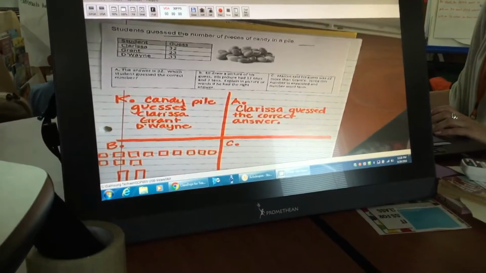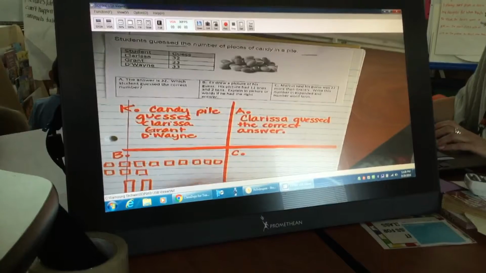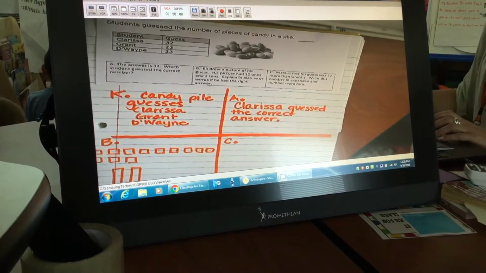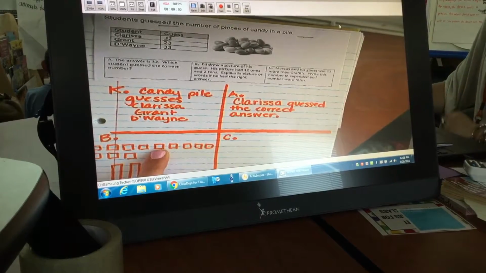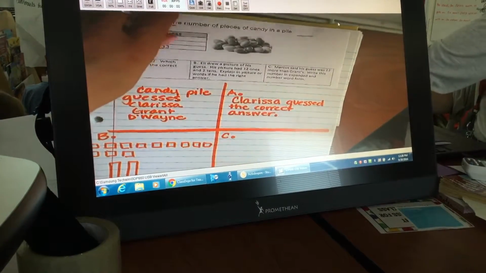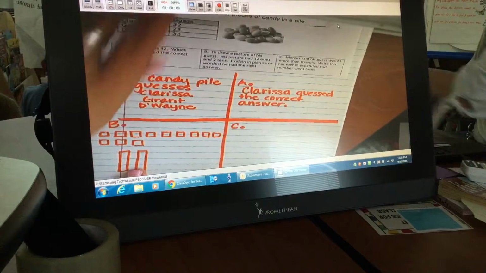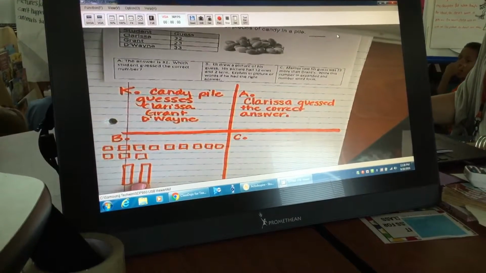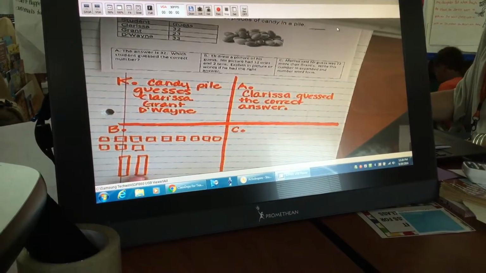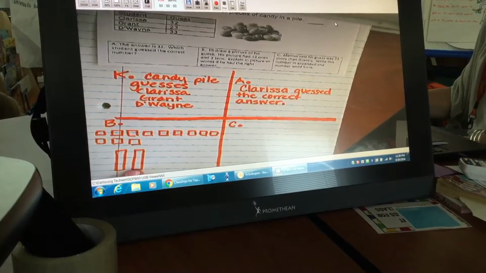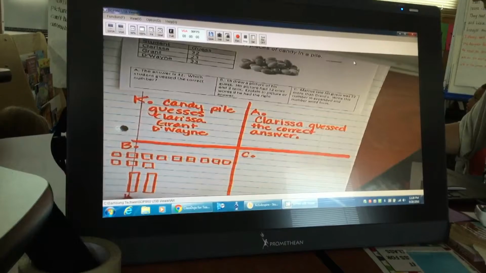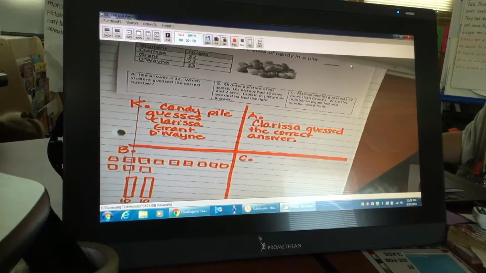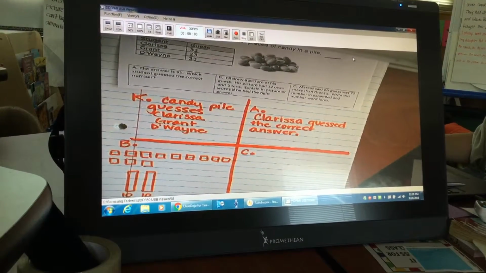1, 2. Please help your parents. They haven't worked with base 10 blocks. Let them know that this represents 1. That a rod represents 10. Okay? Your parents haven't seen that before, so you need to help them. So we've got 10 plus another 10 plus 12.